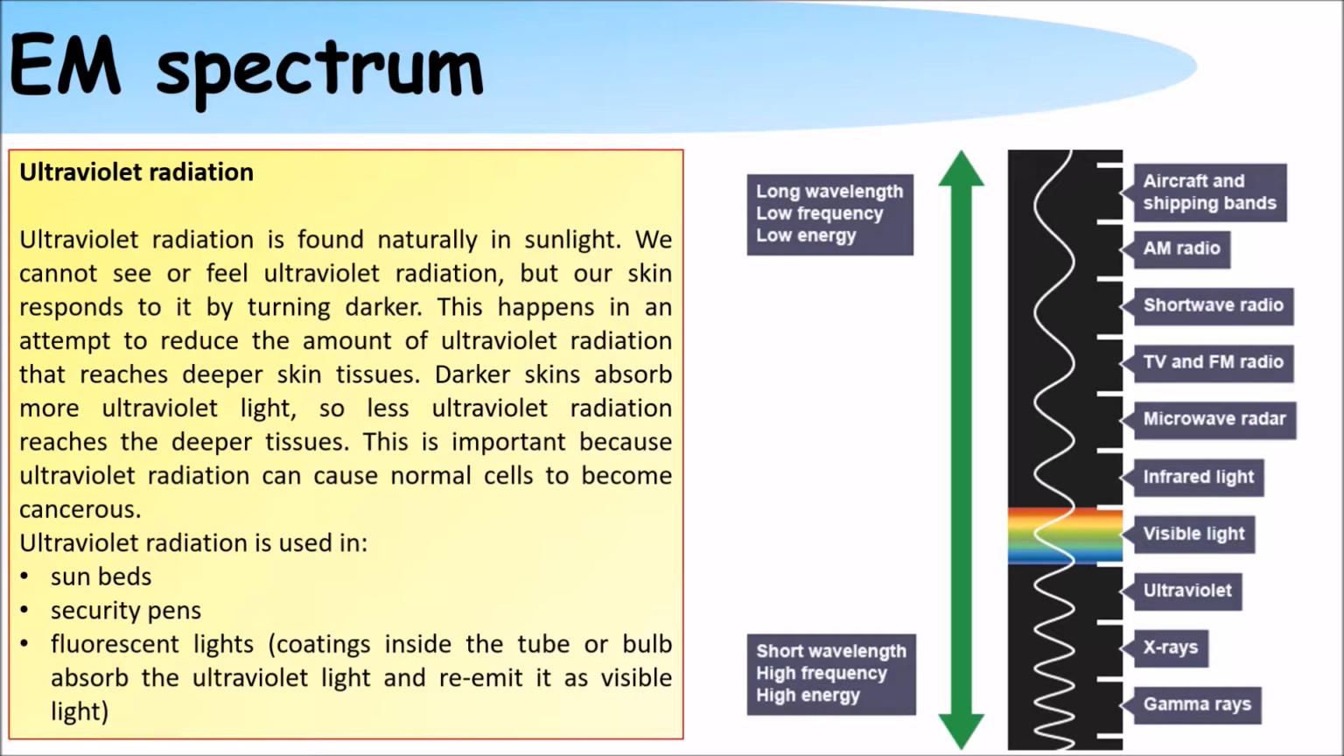Ultraviolet radiation is found naturally in sunlight. We cannot see or feel ultraviolet radiation, but our skin responds to it by turning darker. This happens in an attempt to reduce the amount of UV radiation that penetrates to the deep layers of the skin. Darker skin absorbs more UV light, so less of it reaches the basal layer of the skin. Ultraviolet radiation can be used in sunbeds, security pens, and fluorescent lights.